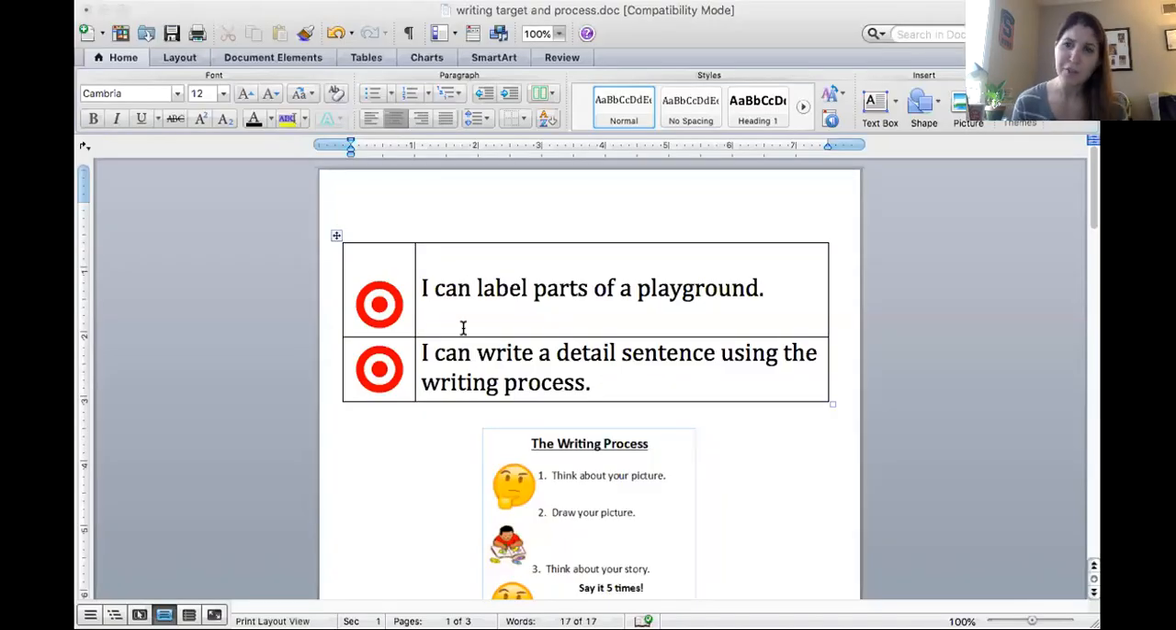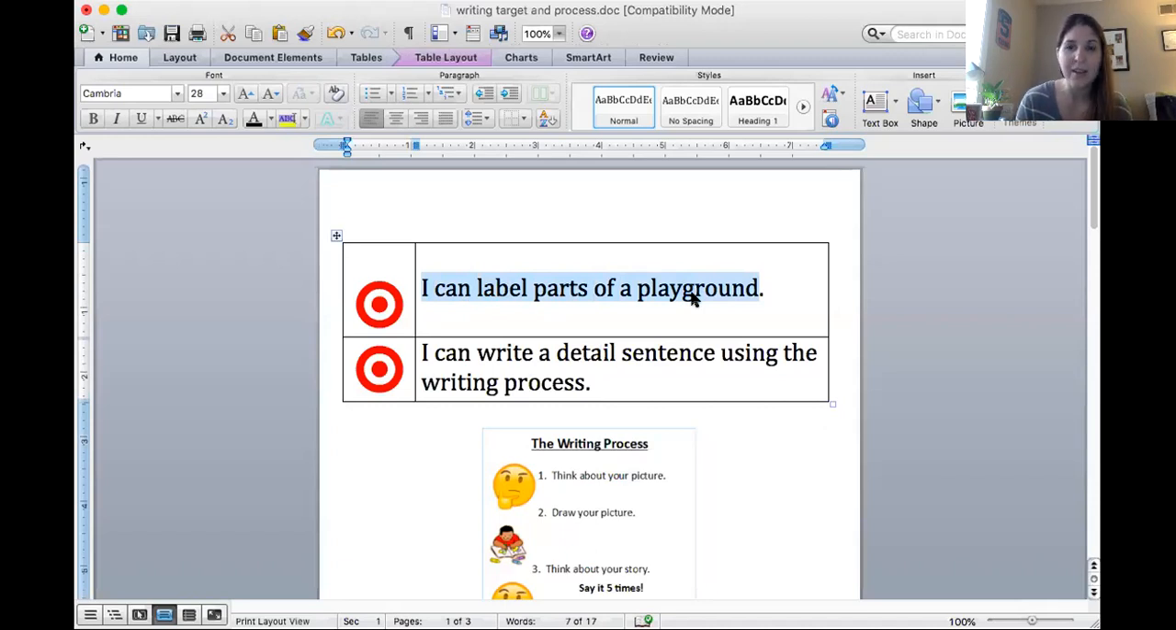I'm going to pull those up and we will read them. Our first target today is I can label parts of a playground. And remember, the reason we add labels to our writing is to be able to tell our reader important details about our picture. Then our second target is, I can write a detailed sentence using the writing process.